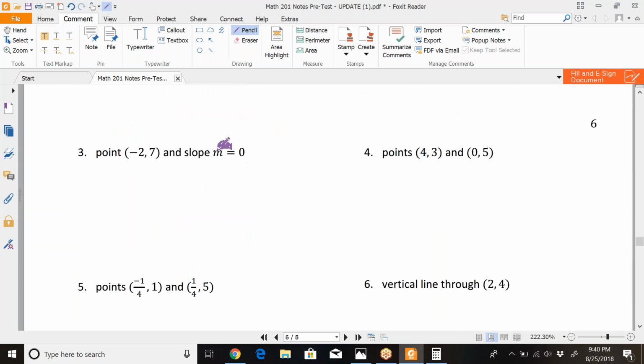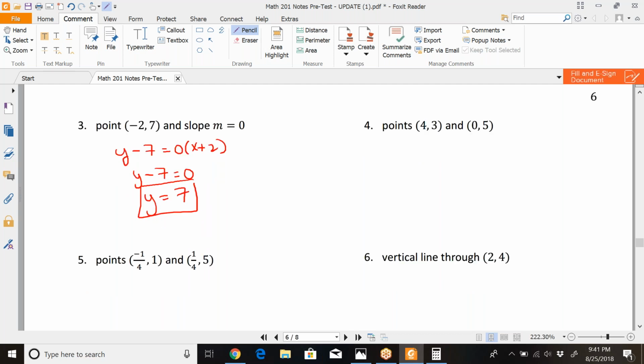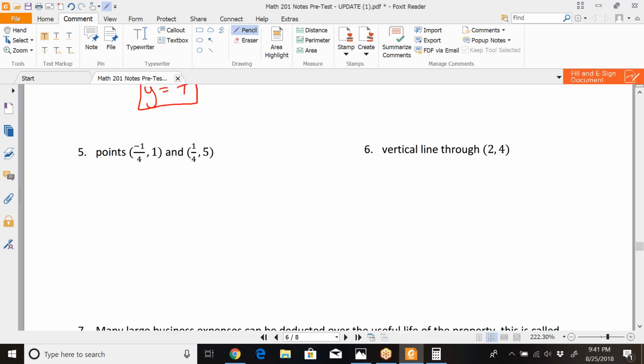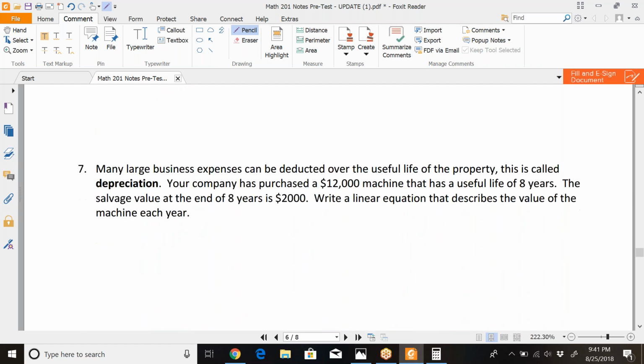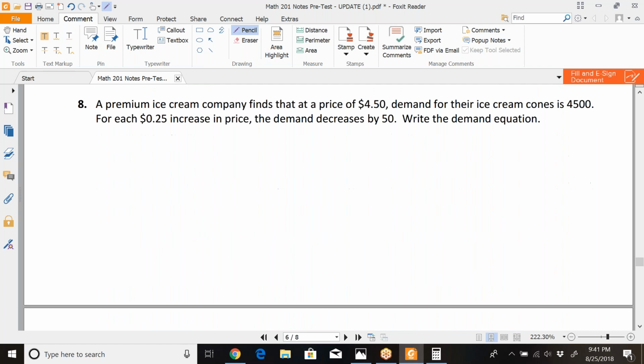This one has a slope of 0. If you know that right away, it means it's going to be a horizontal line. You could just go ahead and write y equals 7 because that's the y coordinate. Or you can do it by point slope here and see that 0, when it gets distributed, completely cancels out everything on that side. So then you add the 7 over. We did 5 together, and we talked about 4 and 6. So I believe we did both word problems in class.